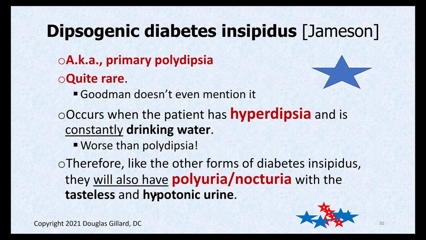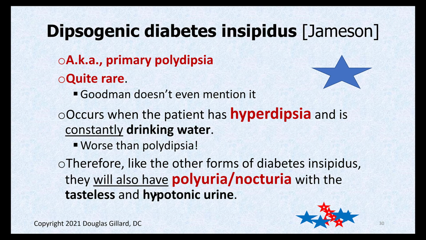All right, this one I almost left out, but let's talk about it. This is called dipsogenic diabetes insipidus, or primary polydipsia. Very rare. Goodman doesn't even talk about it, which is a pretty famous endocrinology book. James does, so let's just mention it then. It occurs from drinking too much water. These patients don't have polydipsia, they have hyperdipsia. That's like crazy. That's pathologically drinking too much water.